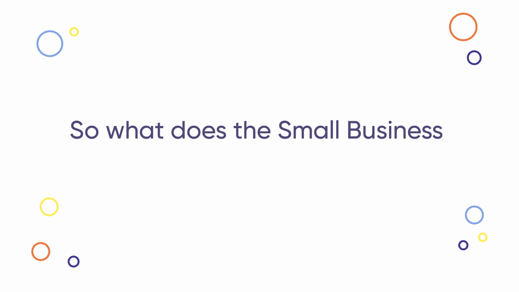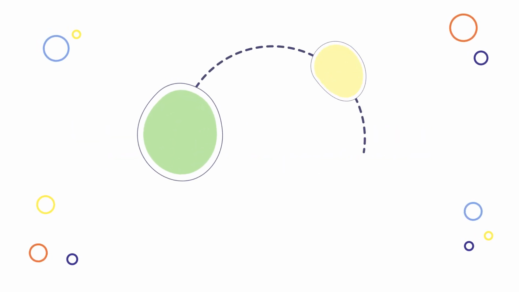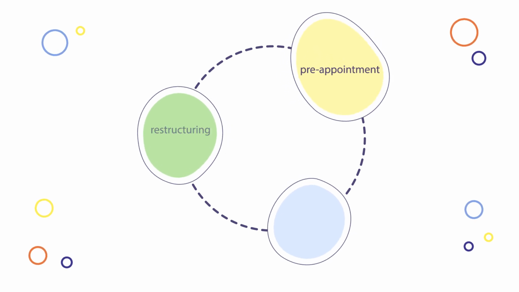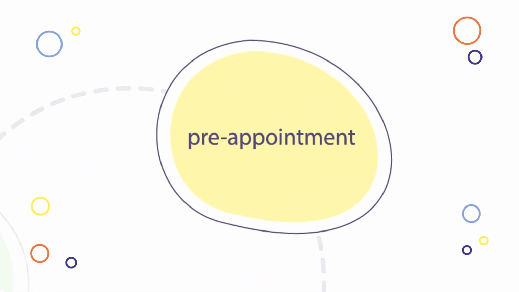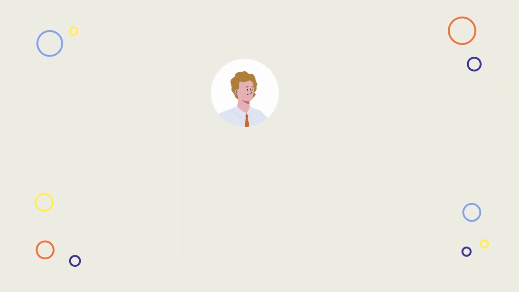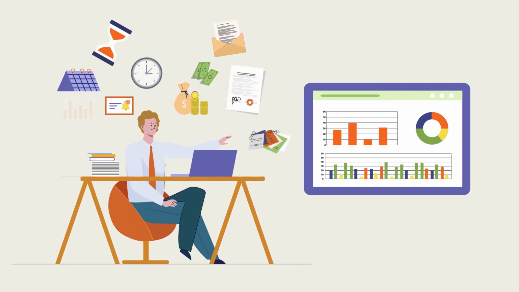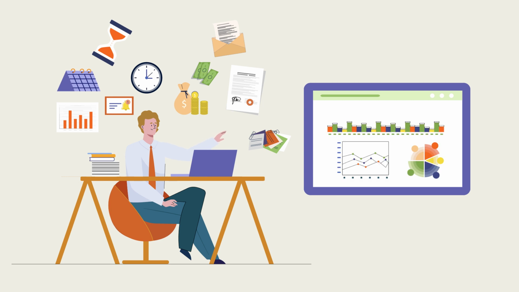So, what does the small business restructuring process involve? The process can be broken down into 3 phases, being the pre-appointment phase, the restructuring phase, and the plan phase. During the pre-appointment phase, the company appoints a small business restructuring practitioner to guide the director through the process. The practitioner will also assess the company to confirm its eligibility and recommend suitable solutions for the business.